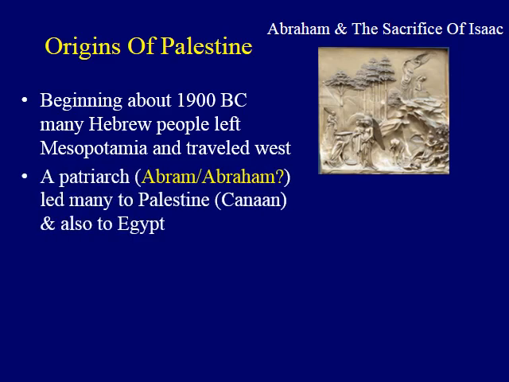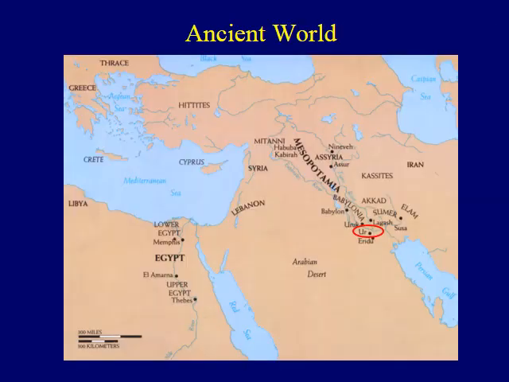In the upper right-hand corner here, we see a depiction of an event from the Old Testament, which is where Abraham was tested by his God, and he almost sacrificed his son, Isaac. Many scholars believe that Abraham was from the city-state of Ur, and he, along with many others, traveled westward toward the Kingdom of Palestine around 1900 BC.